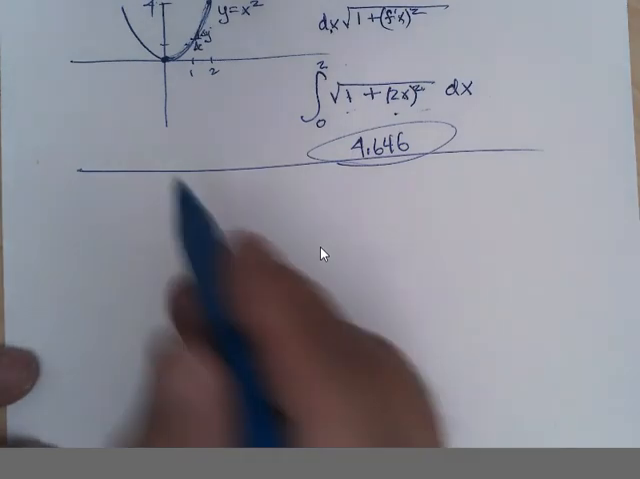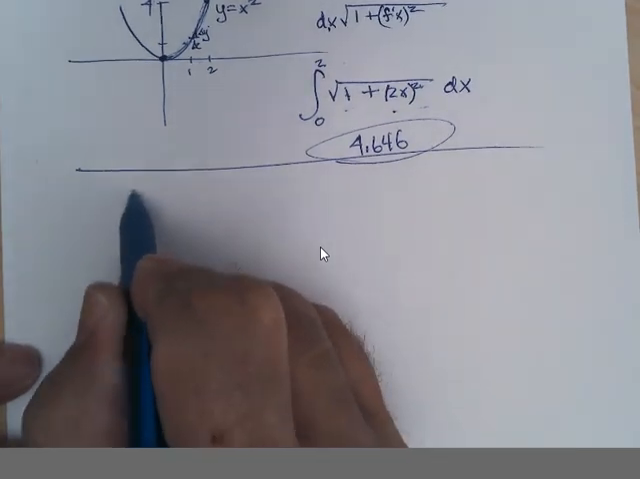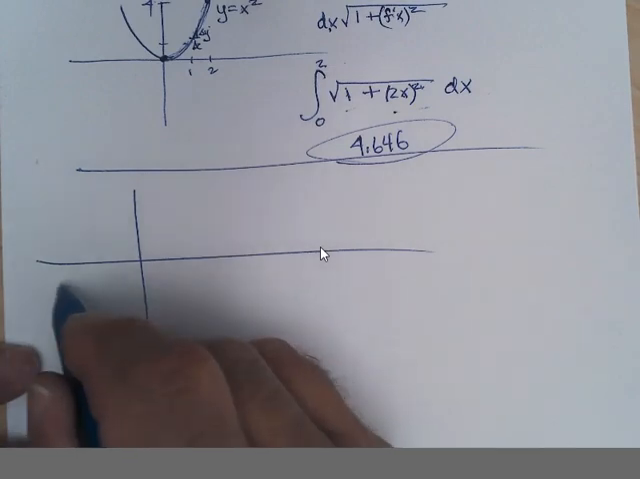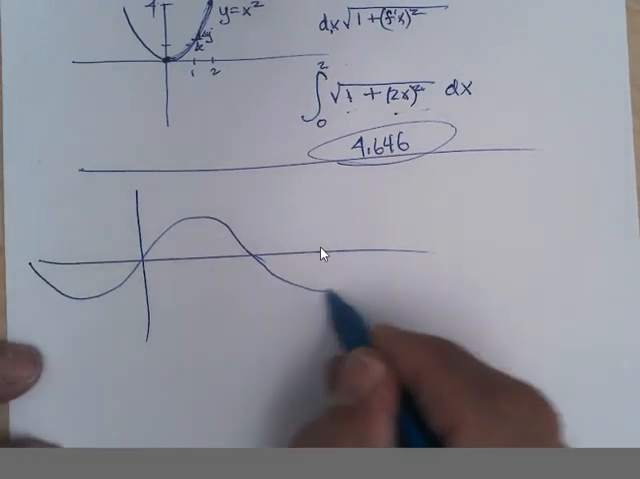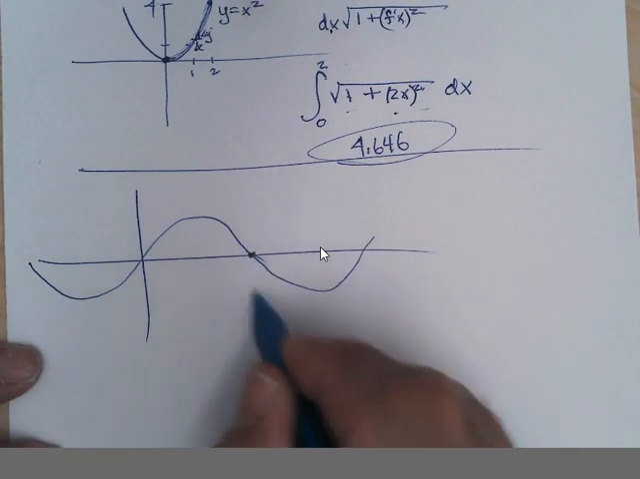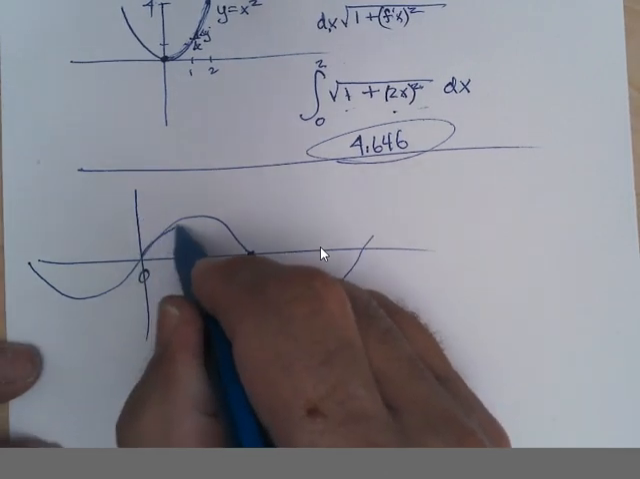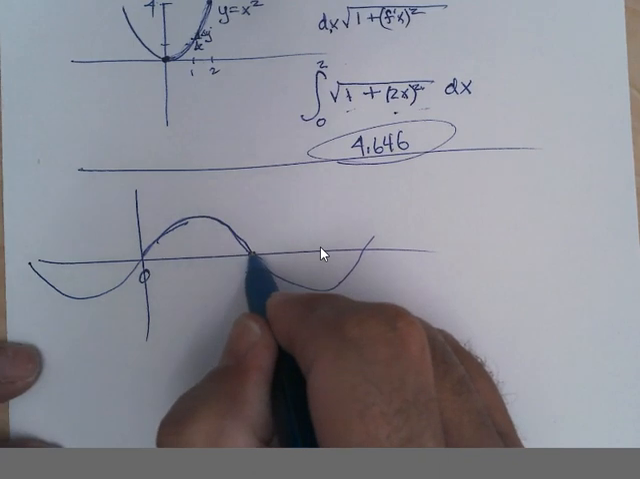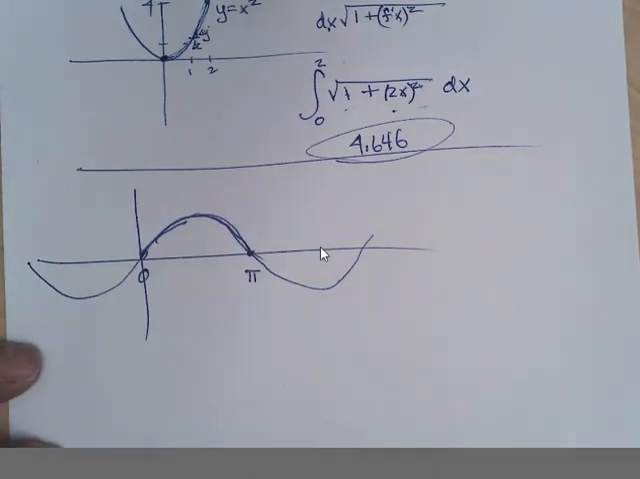So then on Friday, I started off the class with, okay, what if we had y equals the sine of x? The curve looks like this, and it crosses at pi and at 0. And I said, what's the length of that arc? So this is Friday's lesson.